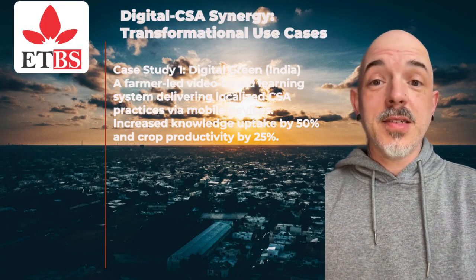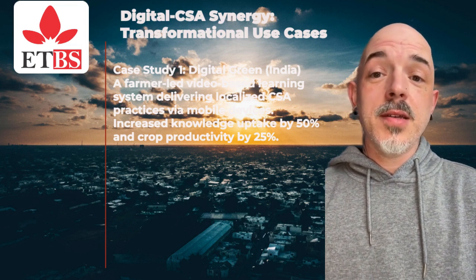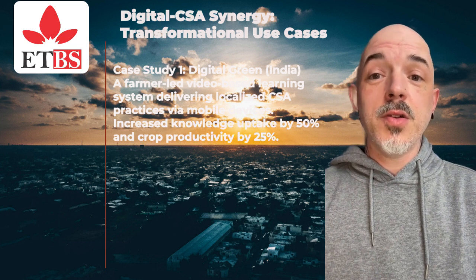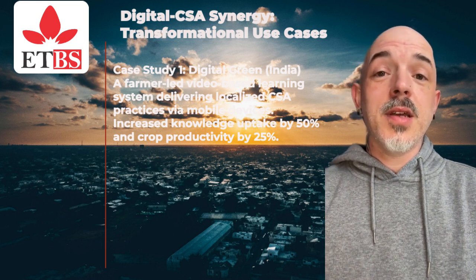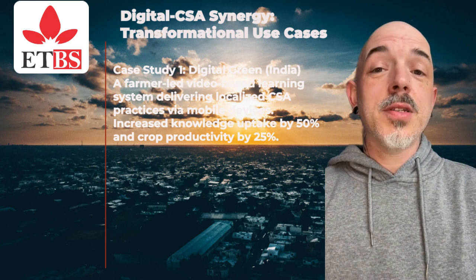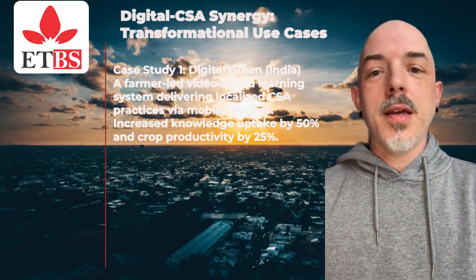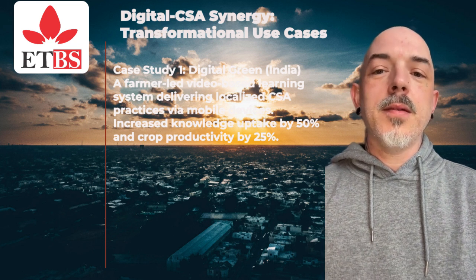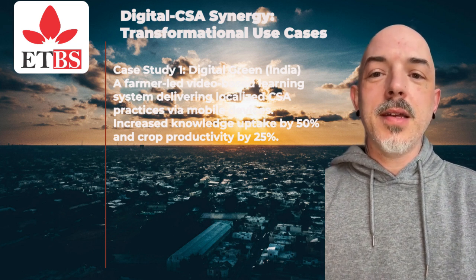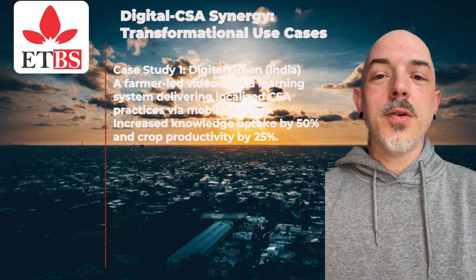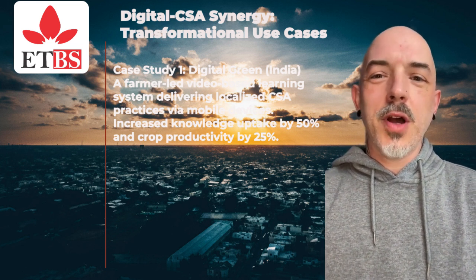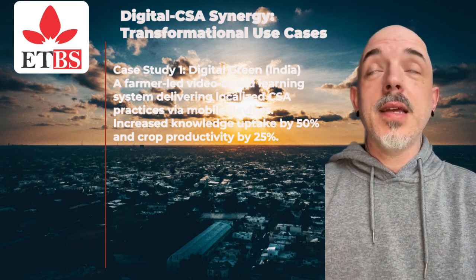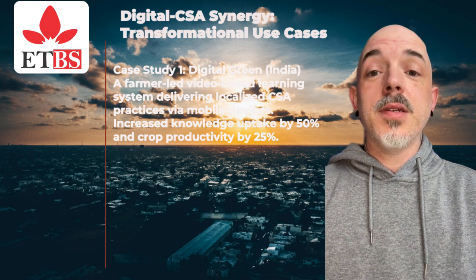cases. Case Study 1, Digital Green, India, a farmer-led video-based learning system delivering localized CSA practices via mobile devices, increased knowledge uptake by 50% and crop productivity by 25%. Case Study 2, Agri Unity Blockchain, East Africa, a decentralized mobile app helping farmers track transactions, secure records, and get better prices, enhancing trust and cooperatives governance.